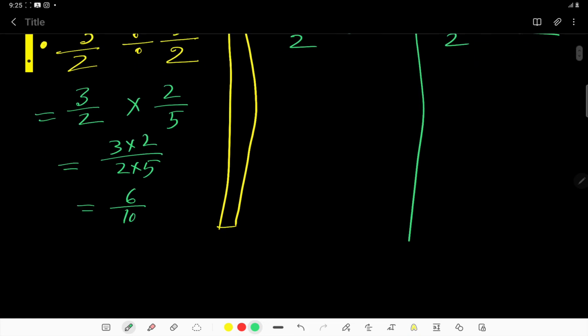At last you have to reduce this fraction, right? That is, you have to cancel the common factors of both numbers. So you can write 6 like this. These 2 cancel each other, so you are getting 3/5. So this is the answer.